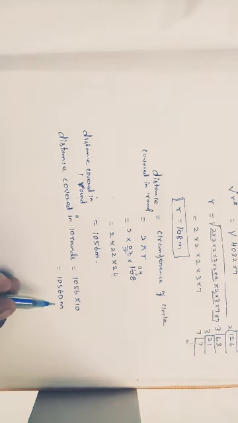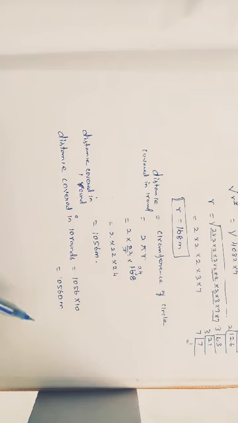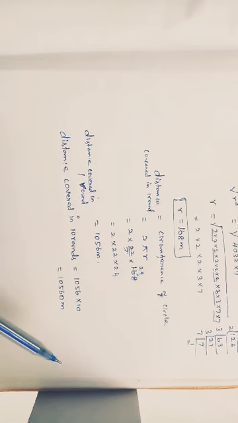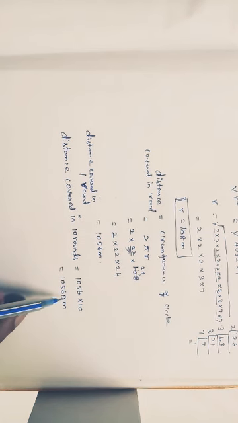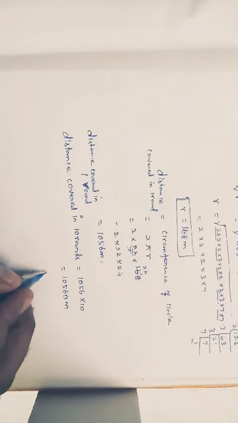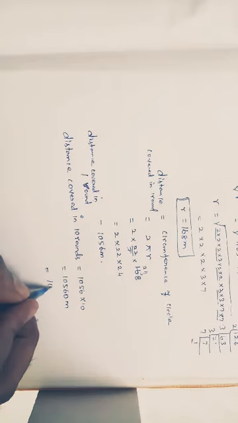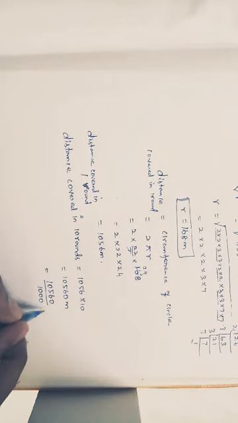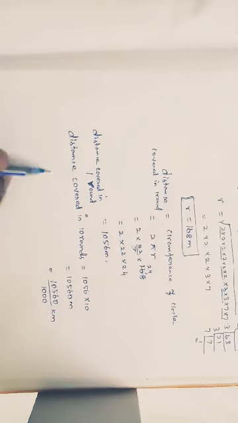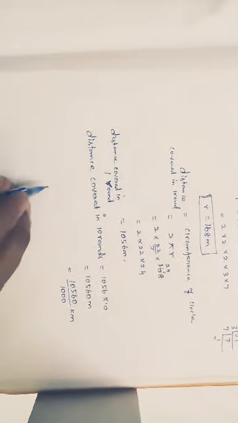But I already told you that distance and speed both should be in the same units. Here the speed is in kilometer per hour. That means the distance should be in kilometers. So I have to convert meter to kilometer. Meter to kilometer is nothing but dividing by 1000. So the distance covered in 10 rounds is 10560 divided by 1000 kilometer. Now we can go for the time.